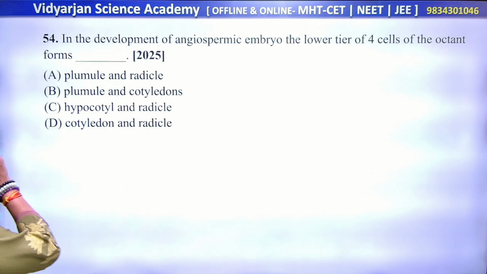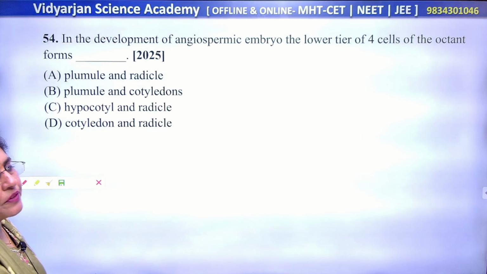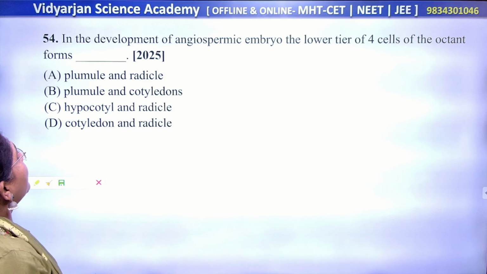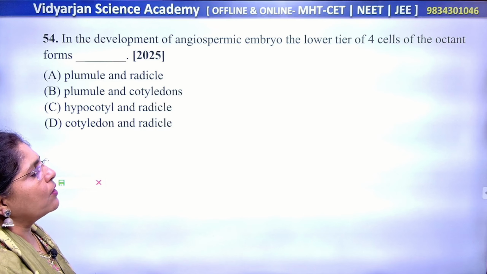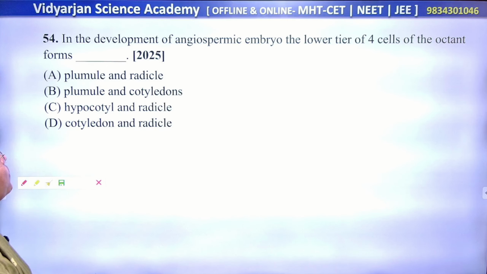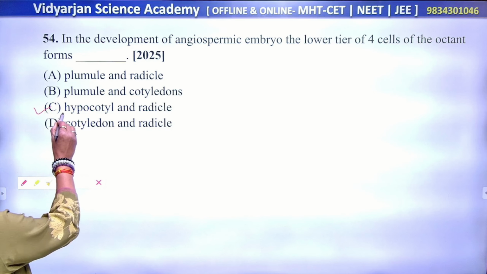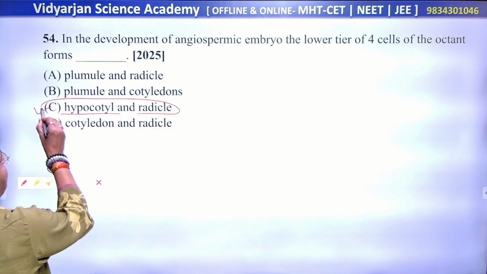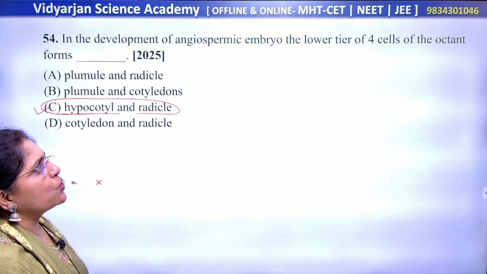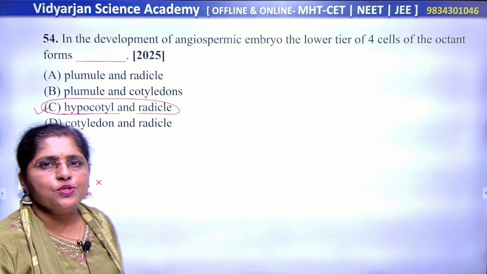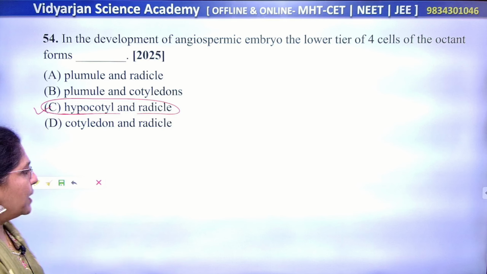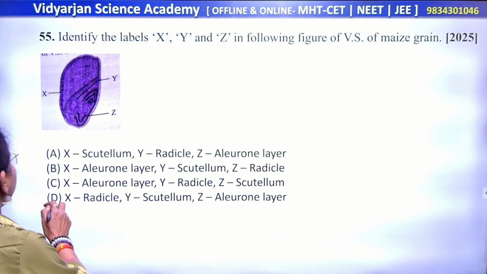Next, question number 54. In the development of the angiospermic embryo, the lower tier of the 4 cells of the octant forms dash. So what should be your answer here? C is the correct answer, hypocotyl and radicle. Development of the angiospermic embryo, 4 cells of the octant here. So C is the correct answer. Please note down that C is the correct answer.